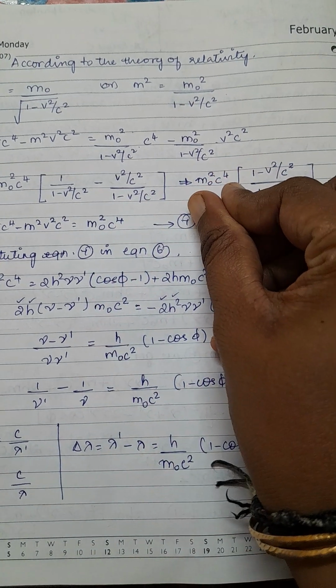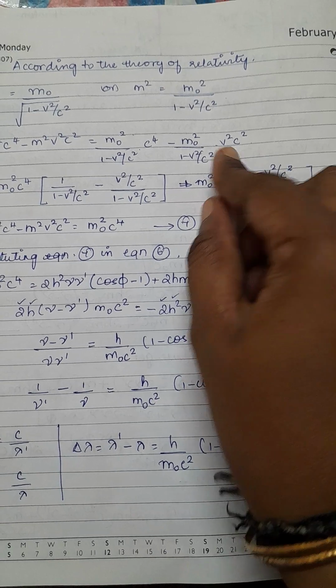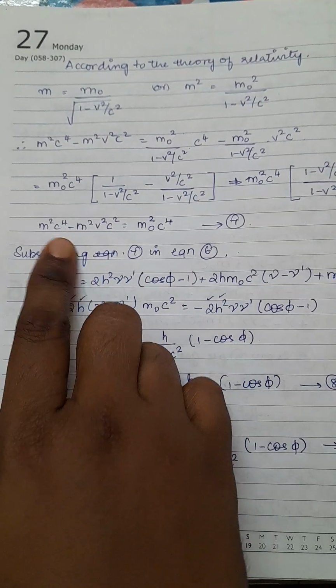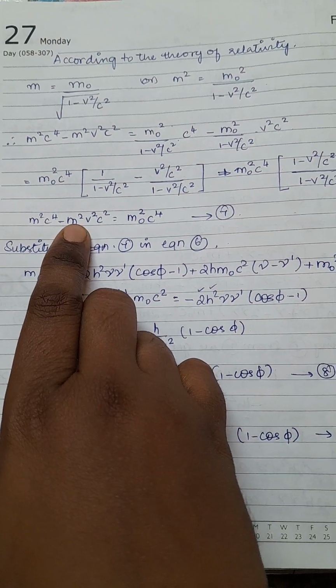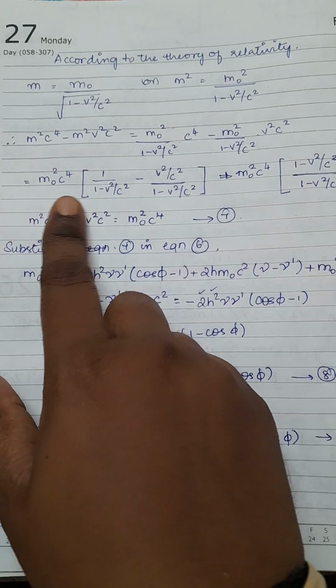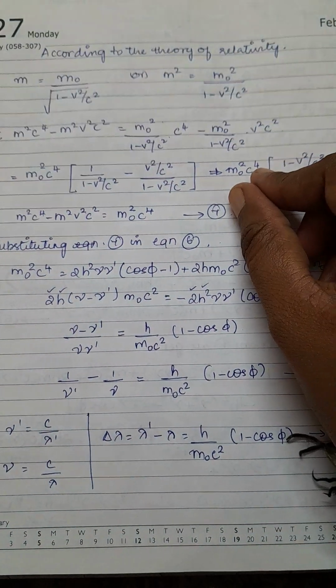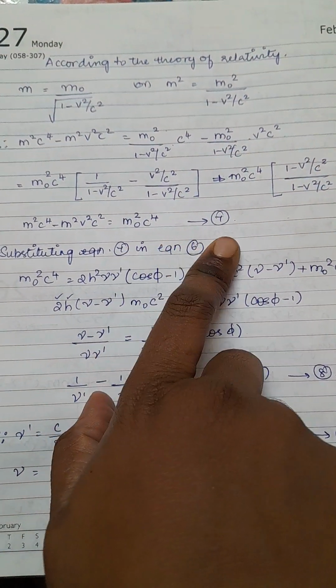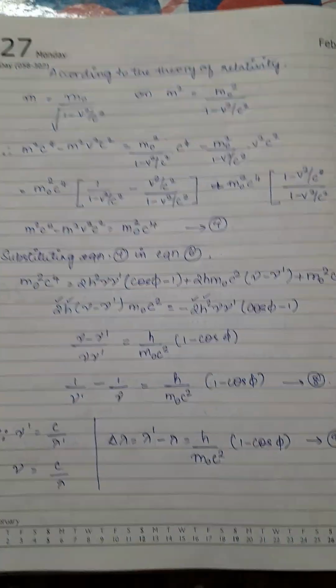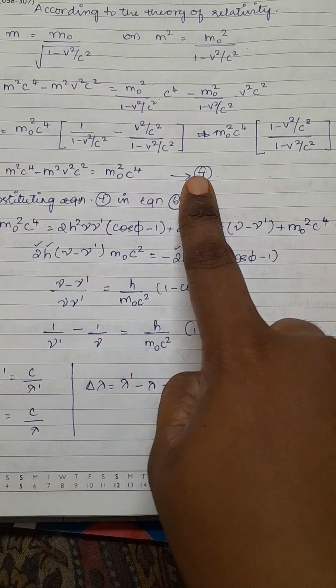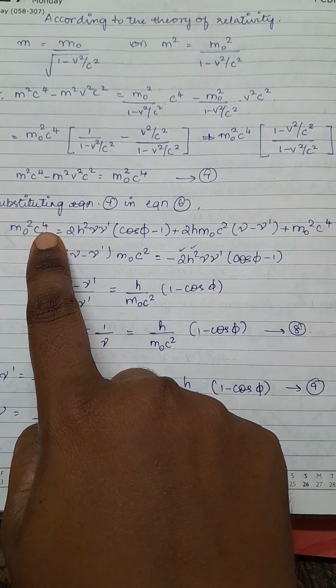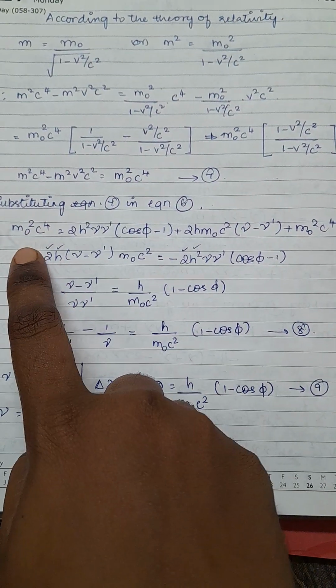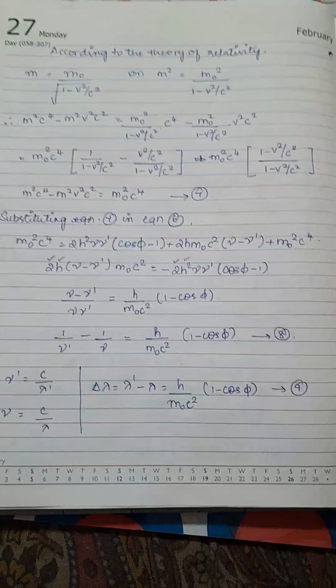Now we are going to use this m naught square c power 4 instead of your LHS term, which is m square c power 4 minus m square v square c square. So instead of this, we are going to substitute this part. We can take this as equation 7 and the previous equation as 6. You can substitute equation 7 in equation 6. So the LHS term will be m naught square c power 4 and the RHS term will come as such.